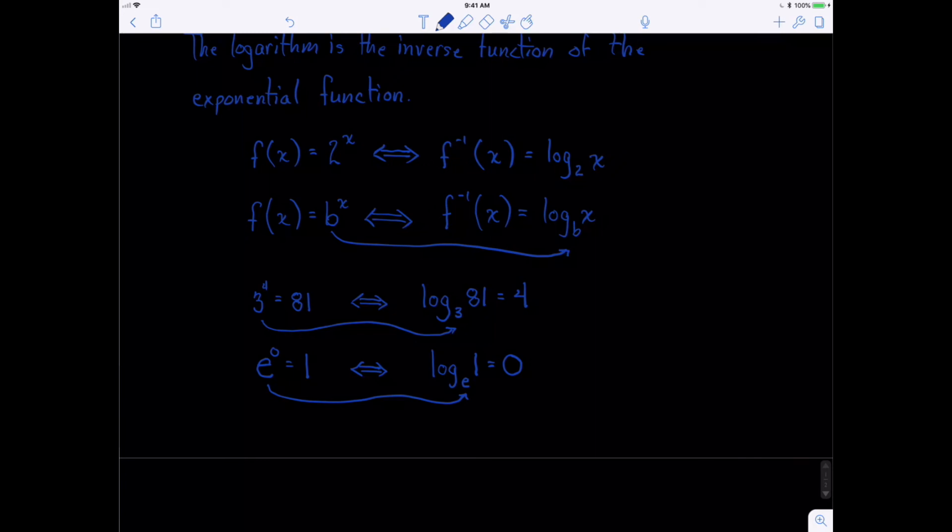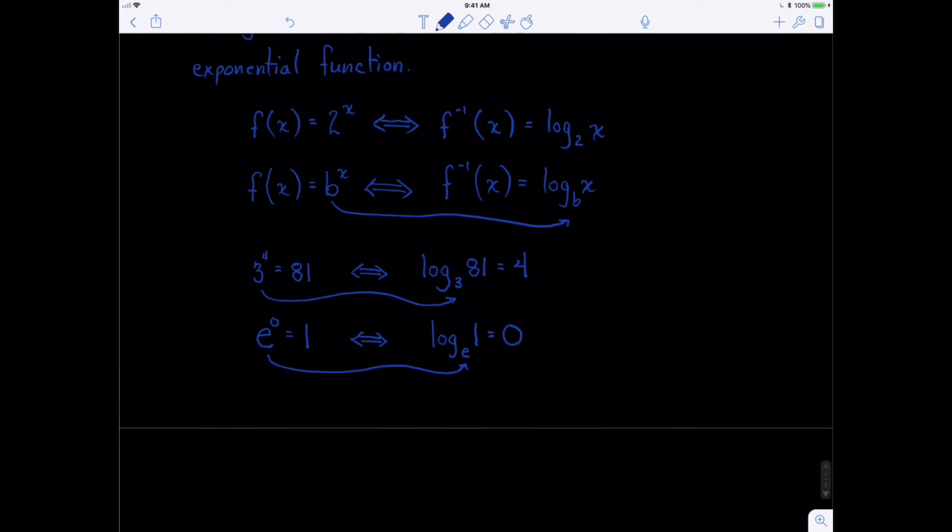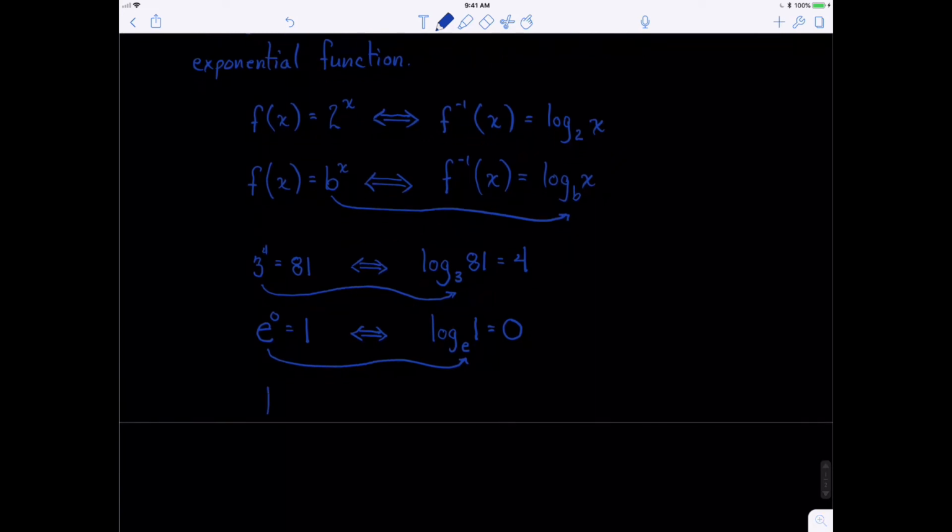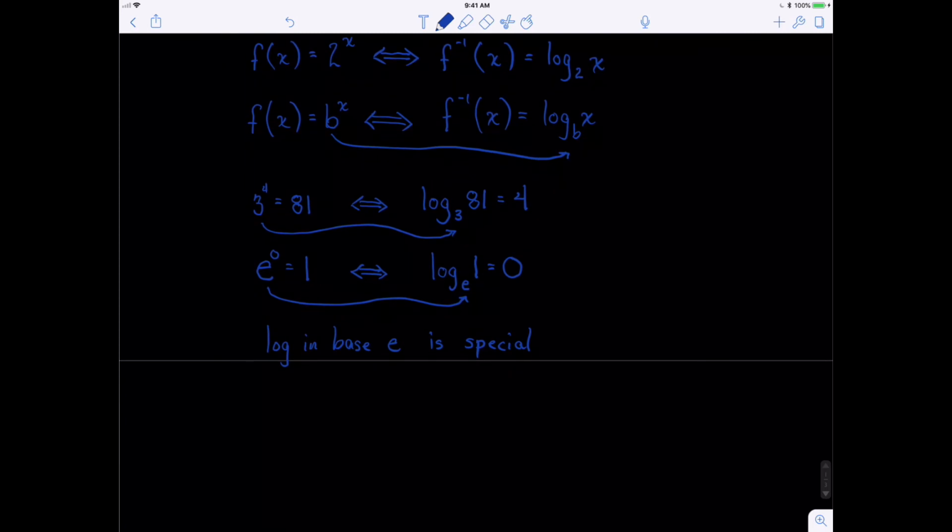Okay, now, we're not quite done when we use log base e, because log in base e is special. By that I mean it's primarily used in modeling natural growth and decay problems. And because it fits so many natural phenomena, we actually call it the natural log.